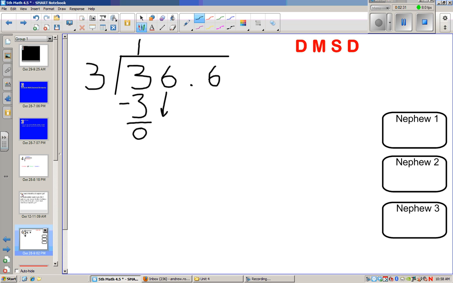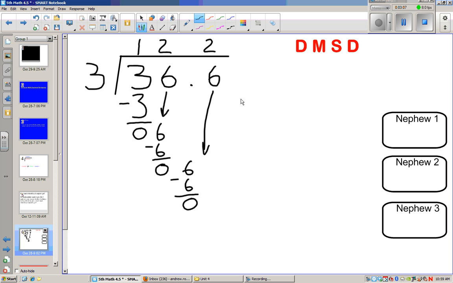Drop down the 6. I start over again. How many 3's are there in 6? There are 2. 2 times 3 is 6. That was multiply. Now I'm going to subtract. 6 minus 6 is 0. Ready to drop down, so I drop down this 6. How many 3's are there in 6? There are 2. That's the divide step. Multiply. 2 times 3 is 6. Now I subtract. 6 minus 6 is 0.